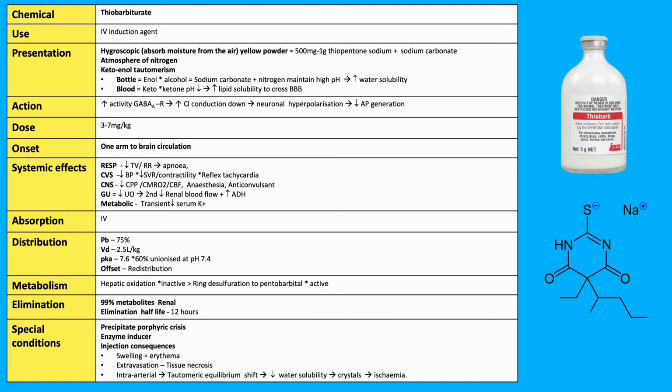Metabolism: it undergoes metabolism via multiple pathways. The major one is hepatic oxidation to an inactive metabolite, but also ring desulfation to pentobarbital, which is an active metabolite. Elimination of metabolites is via the kidneys, with an elimination half-life of 12 hours. Special conditions: it can precipitate a porphyric crisis. It's an enzyme inducer and has complications on injection.